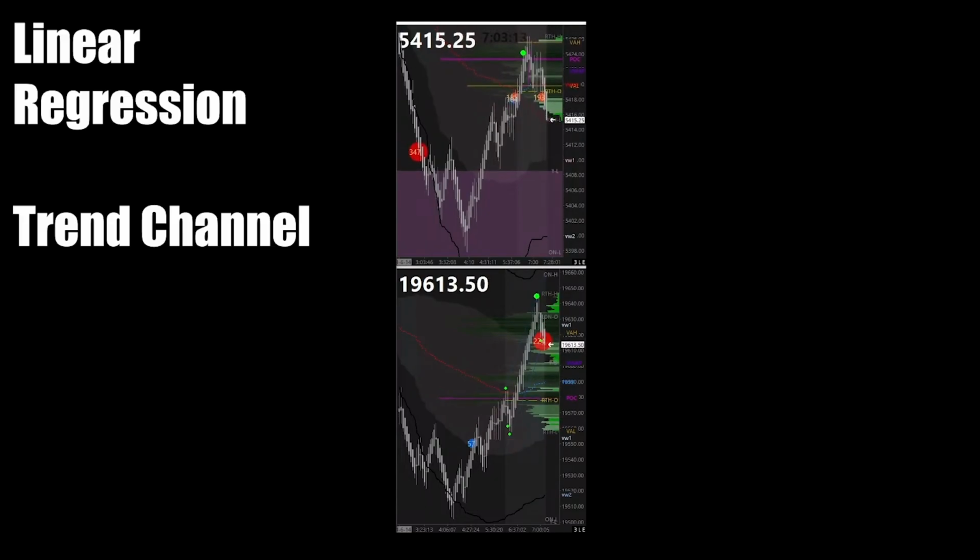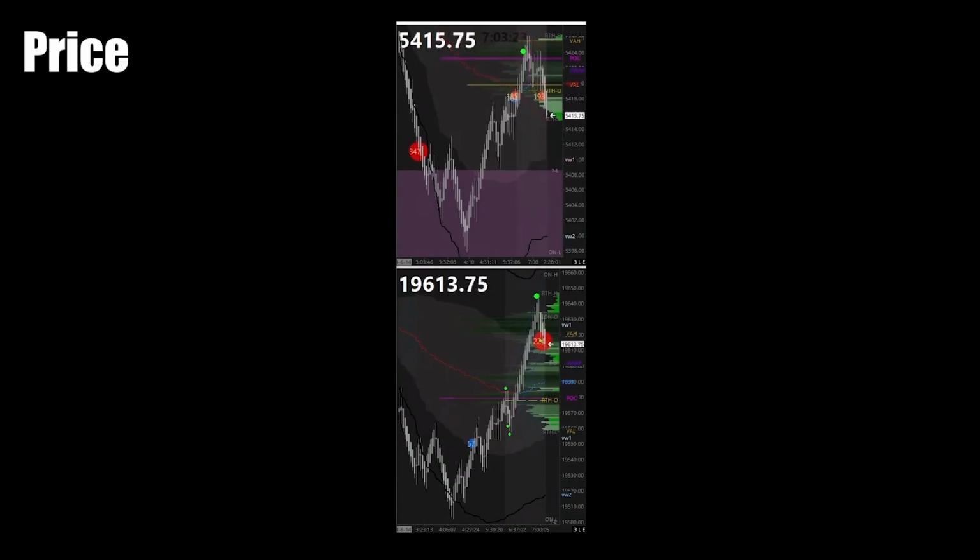The 3 parallel lines that you see ascending or descending are an automatic linear regression or a trend channel that repaints throughout the day to tell you what the current day's trend is. And of course, at the top left is just the price in big numbers.